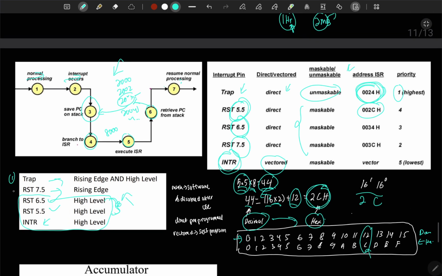This is given the top priority, then the second, third, fourth and fifth. How does it happen? If a program is running and three interrupts occur at the same time, we will give priority to 7.5 first. But in this case, due to the high level, we are just going to focus on two interrupts.